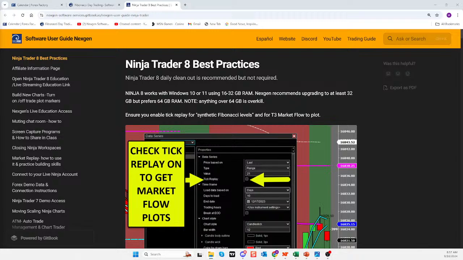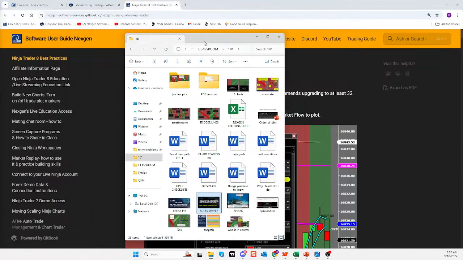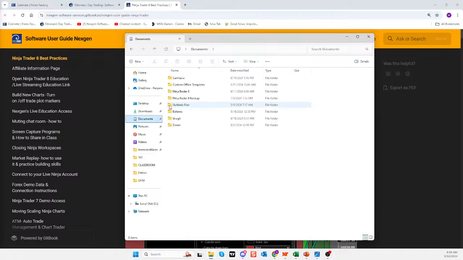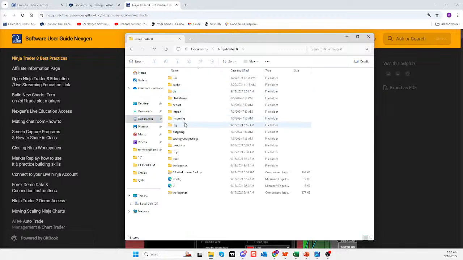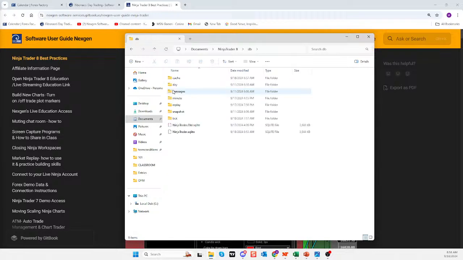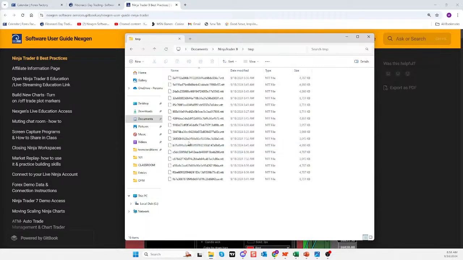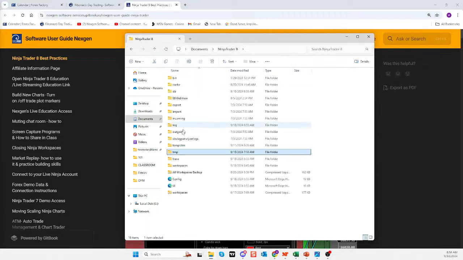Just a quick run through though, because I like to give fish, but I also like to teach you to fish. You're going to go to Documents, NinjaTrader 8. Hopefully you're listening. This is for everybody too. NinjaTrader 8. Clean it out in the mornings, guys. Go to your database folder, DB. Highlight cache and tick, and you're going to lose both of those. Delete those. Go to your temporary folder and get everything out of there.